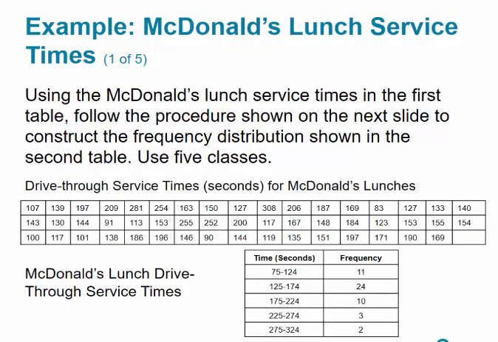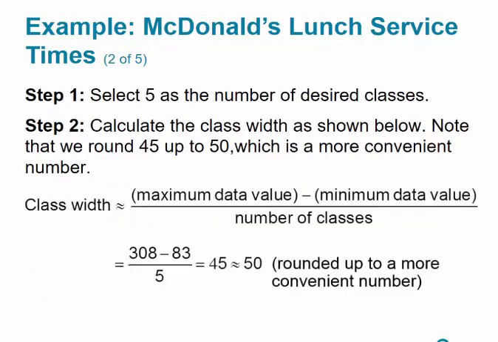Here's the example. This is McDonald's lunch service times in the first table. We're going to follow the procedure shown on the next slide to construct the frequency distribution shown in the second table. We're going to use 5 classes. The raw data is the first table, and you'll notice we have 50 data points. Ultimately what we did with those 50 data points, that raw data, is create our frequency distribution or frequency table, which you can see in the second table. That's what we're going to learn how to do in this section.